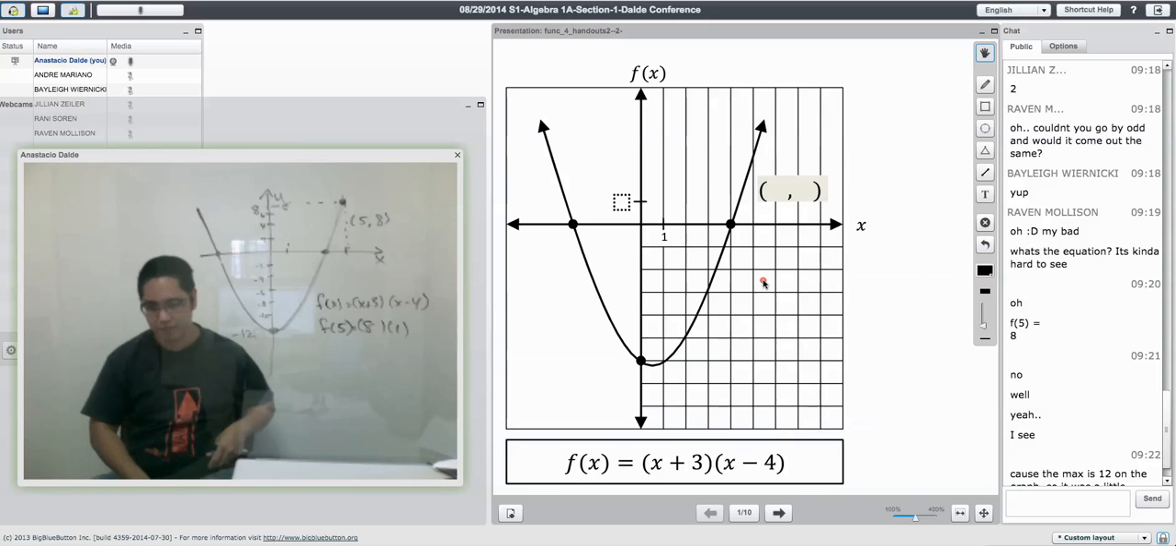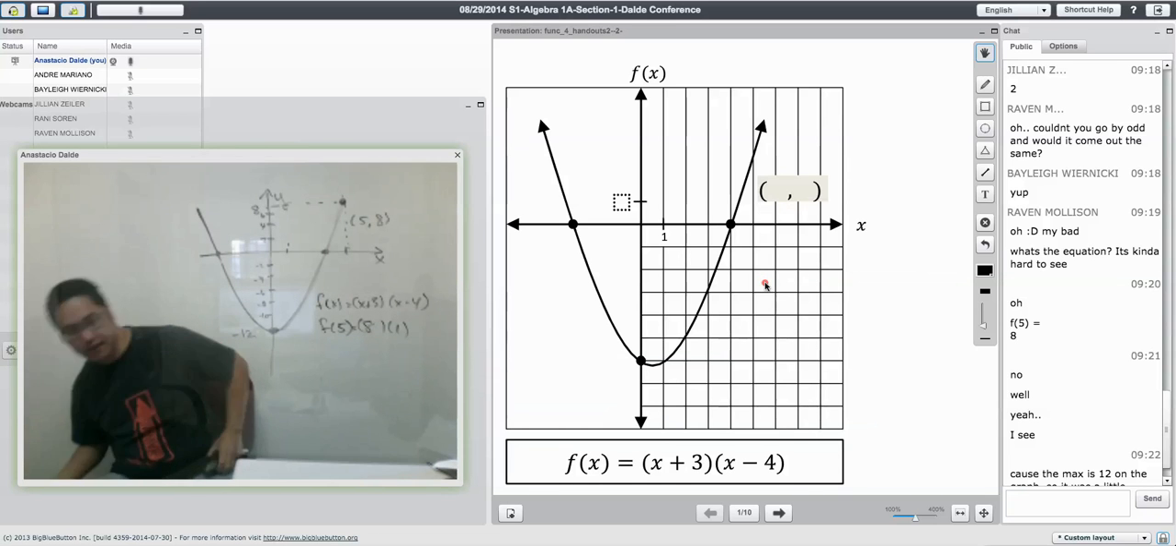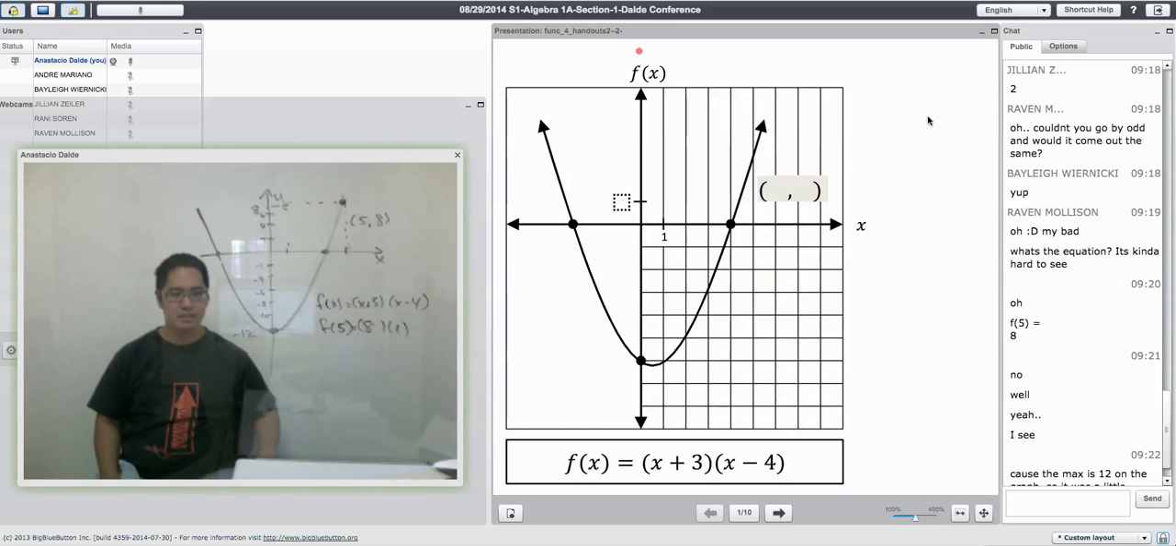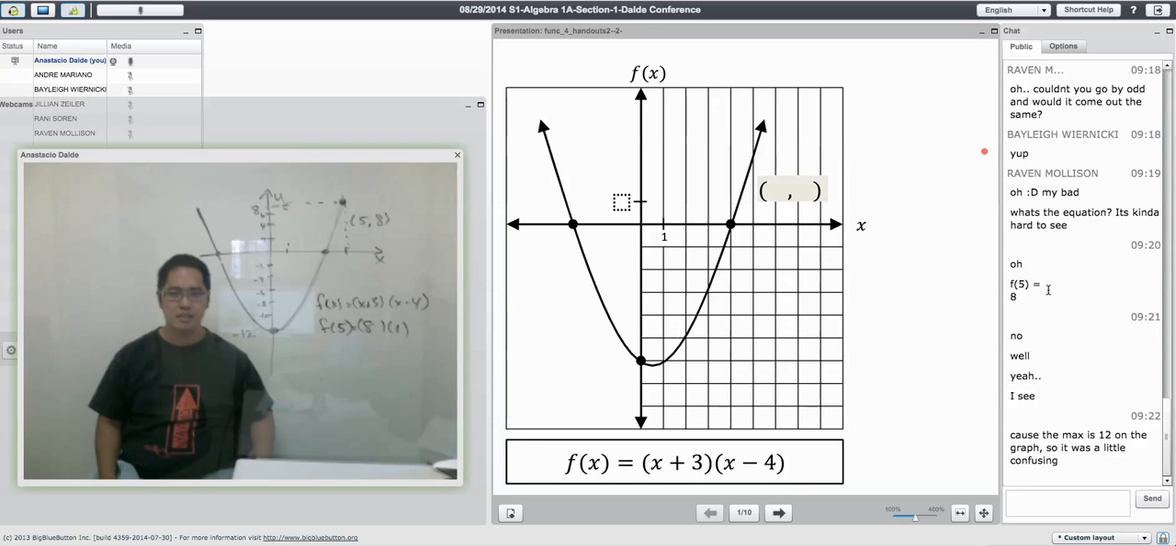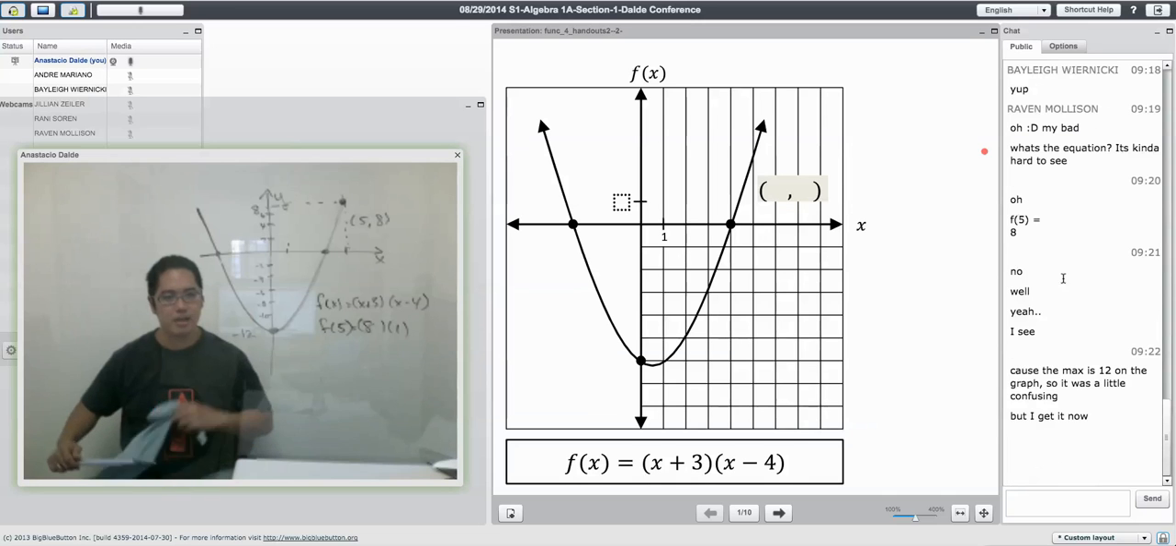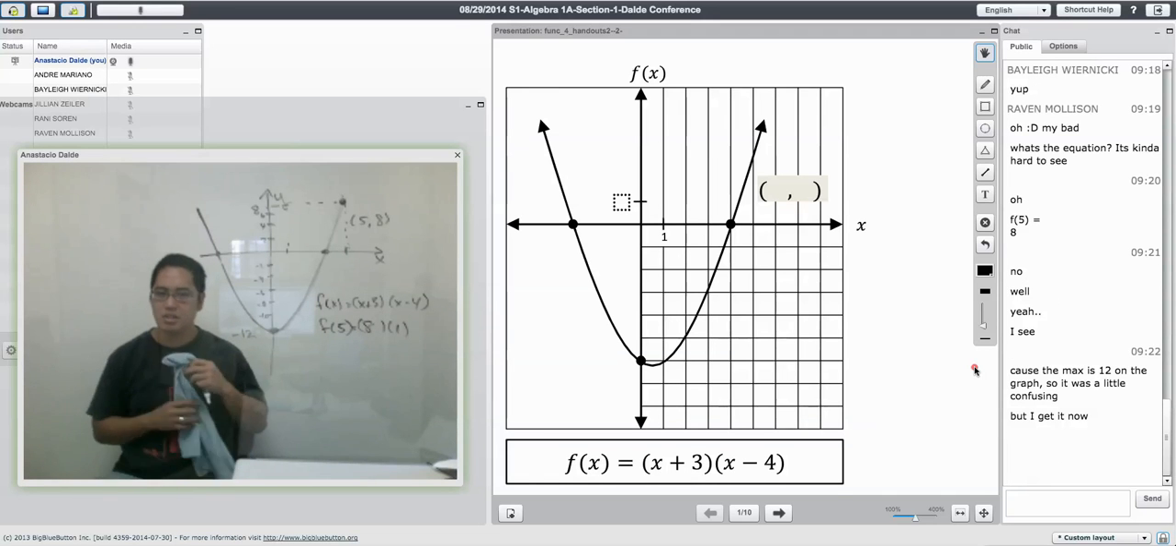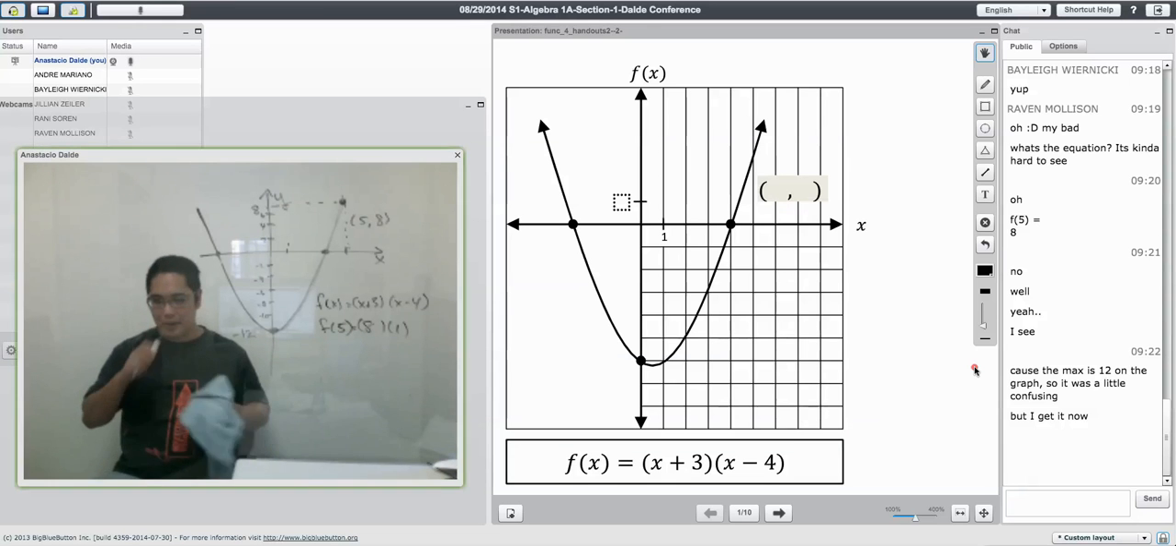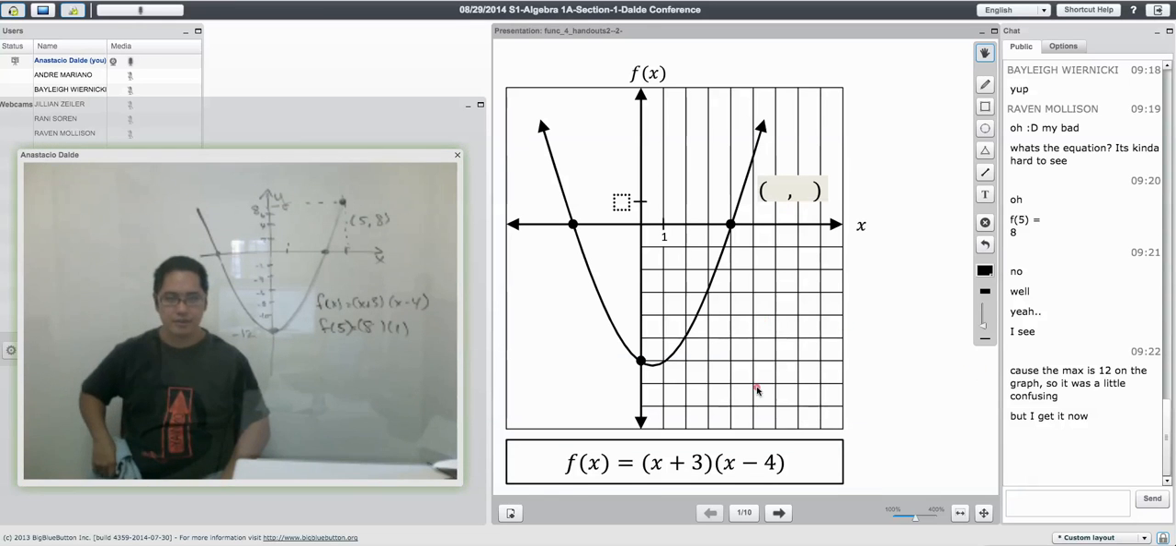I'll give you a second to process that information. Actually, I gave you your second already. Let's see. What did you say? Because the max is 12 on the graph, so it was a little confusing. I'm not sure what you mean by the max is 12. All right, let's read the next part.